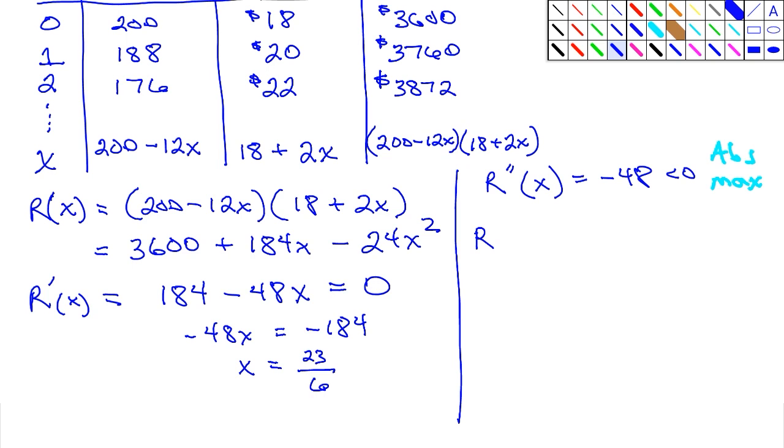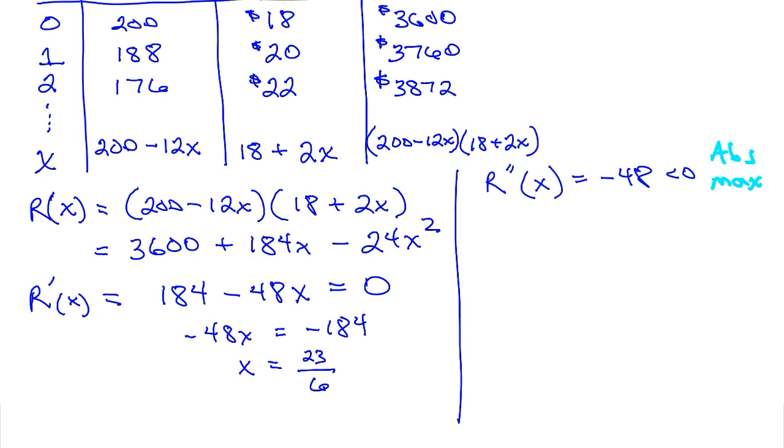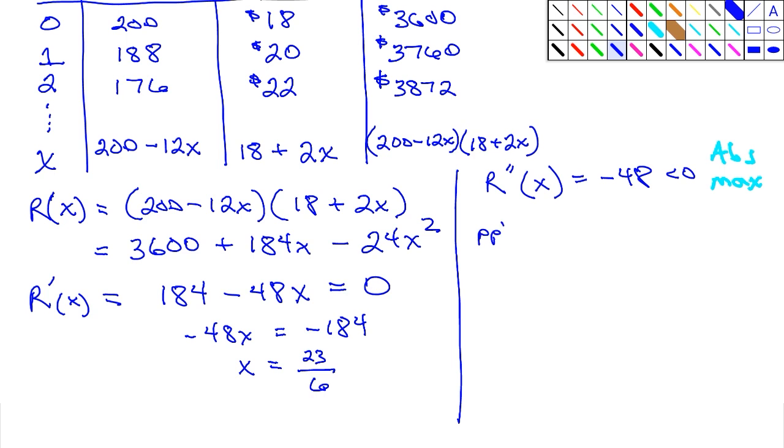Well, let's figure out this question first. How many people are going to come to the concert? So the number of people is 200 minus 12 times x, but the maximum occurs at 23 over 6 for x. So if you work that up, you get 154 people.